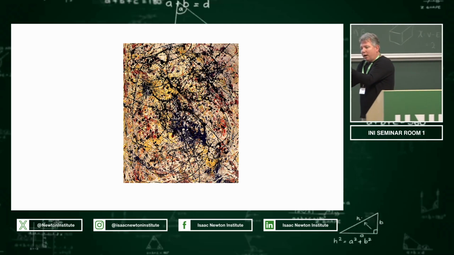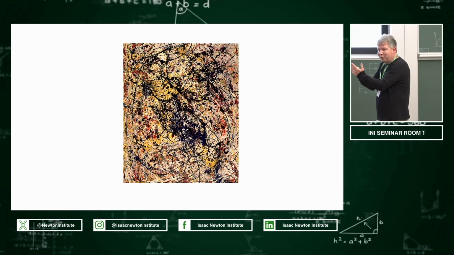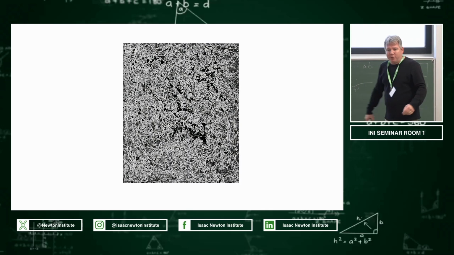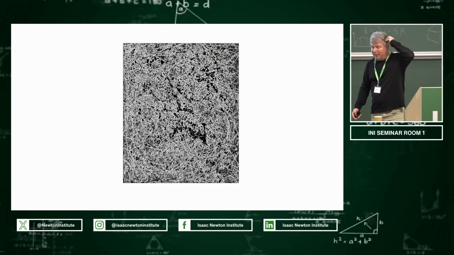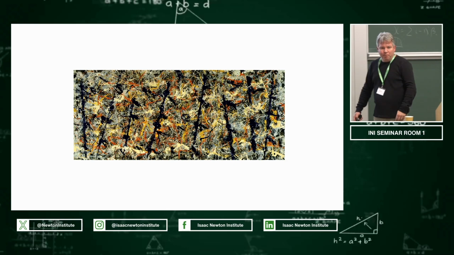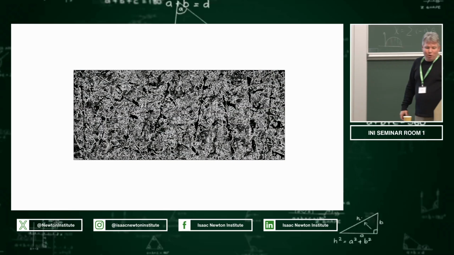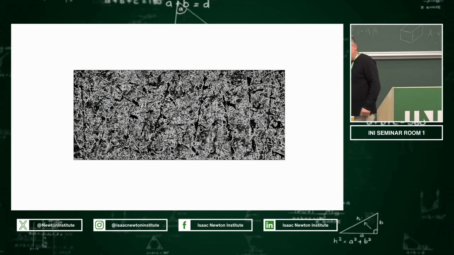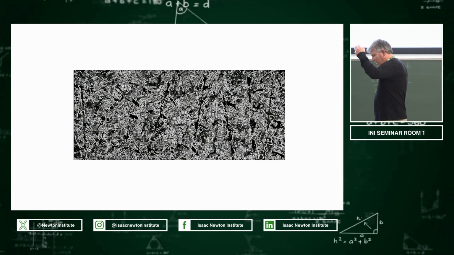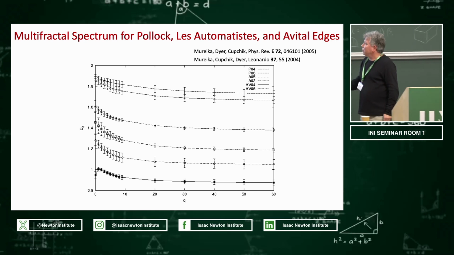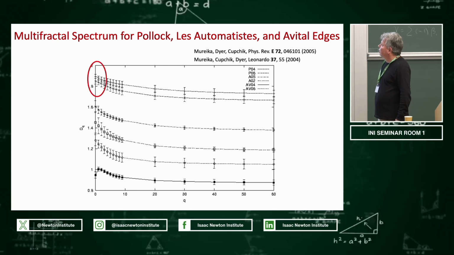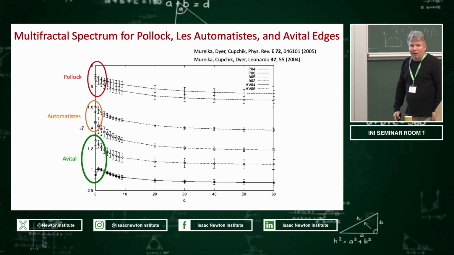The luminance edges are how the colors overlap and contrast, which creates a new structure, okay? And that's that structure. So this is what those cells in our brain that detect edges are seeing. Right? Blue Poles, blue pole edge structures. And so if we repeat this analysis with the Pollocks and with the automatists and with the Avital paintings, the multifractal spectrum looks decidedly different. And in fact, it cleanly picks out Pollocks versus automatists versus Avital.